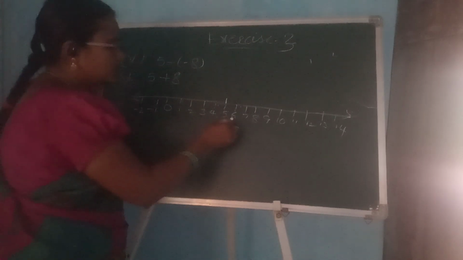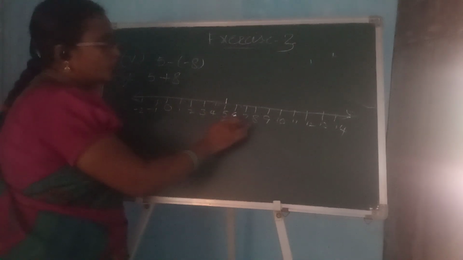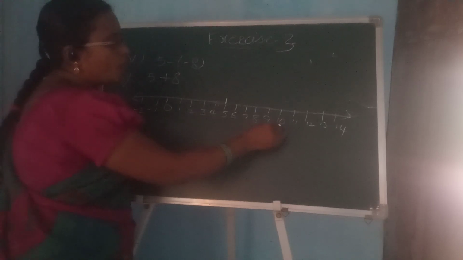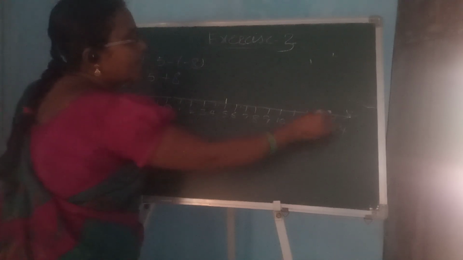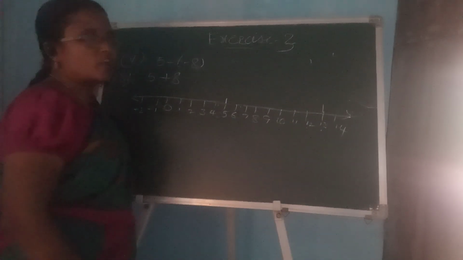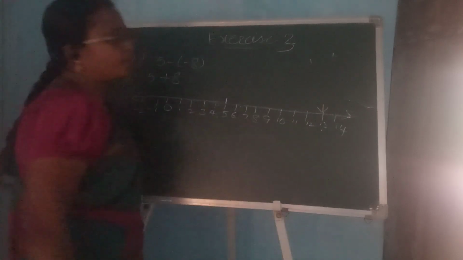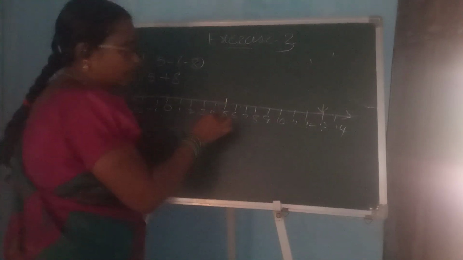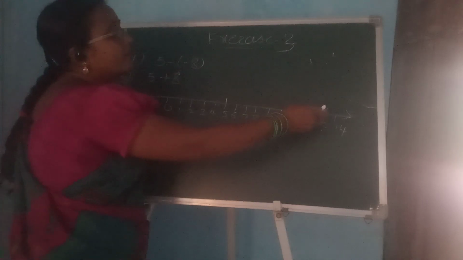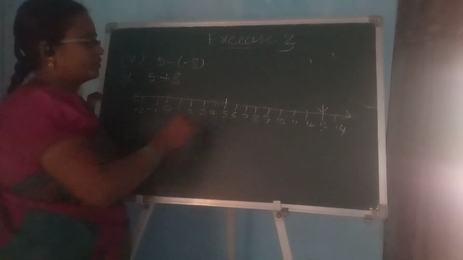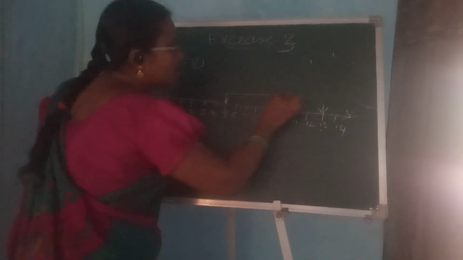So from after 5, 1, 2, 3, 4, 5, 6, 7, 8. Now it has stopped at the destination. Now the destination has reached 13. Now the starting point is 5 and the last point is 13. Now the destination stopped at 13.